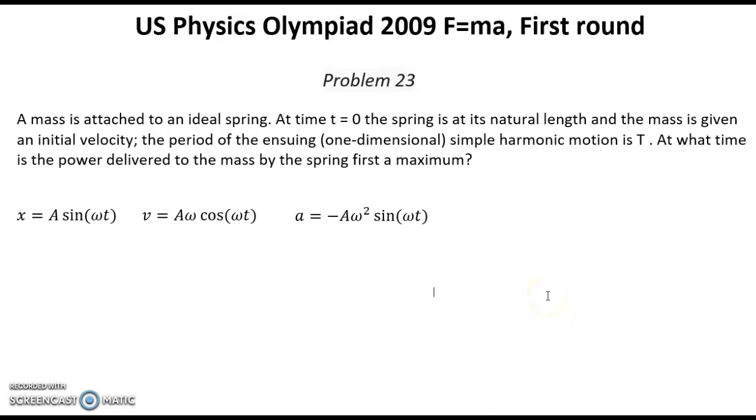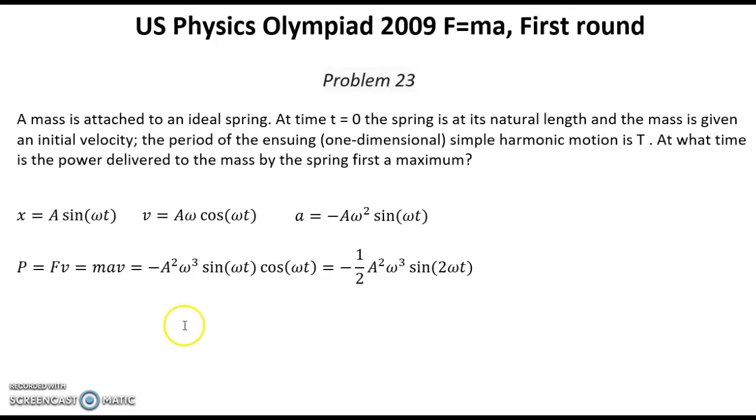And now we can find the power. Power equals force multiplied by velocity. This one. So force equals mass multiplied by acceleration. And using these two formulas, we can find the power. That's negative 1/2 m A squared omega cubed sine 2 omega t.